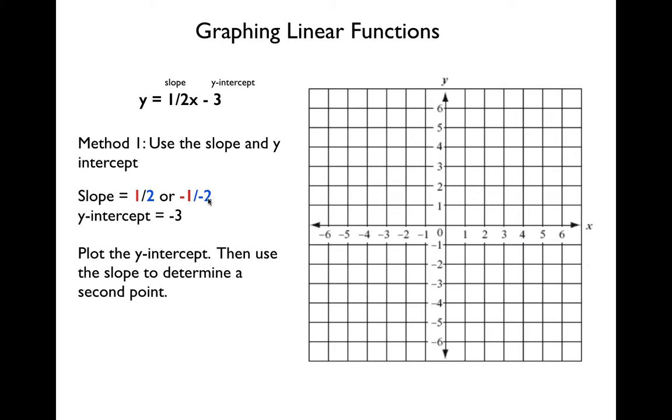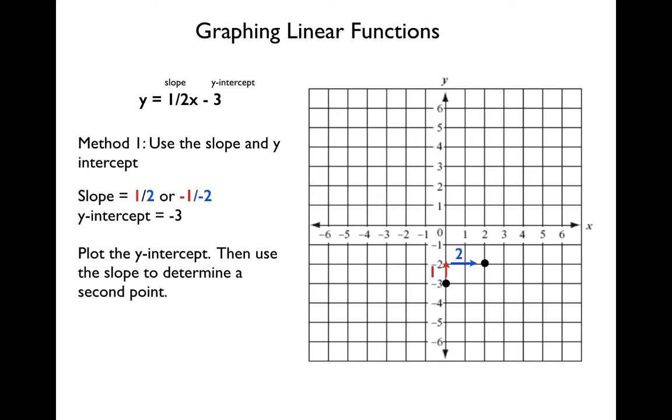Plot the y-intercept. The y-intercept is negative 3, so let's go over to our graph and find y equals negative 3 and plot that point. And now we're going to use the slope to find our second point. So let's use this first interpretation of the slope, 1 over 2. So a positive 1 over positive 2 means as y increases by 1, x increases by 2. So from this point, we're going to increase y by 1, and we're going to increase x by 2. 1, 2. And that will get us another point.